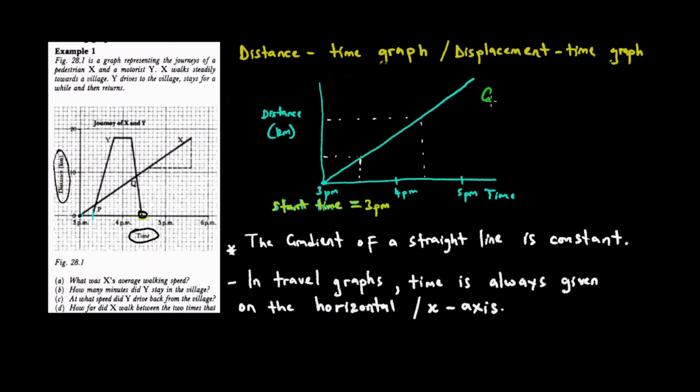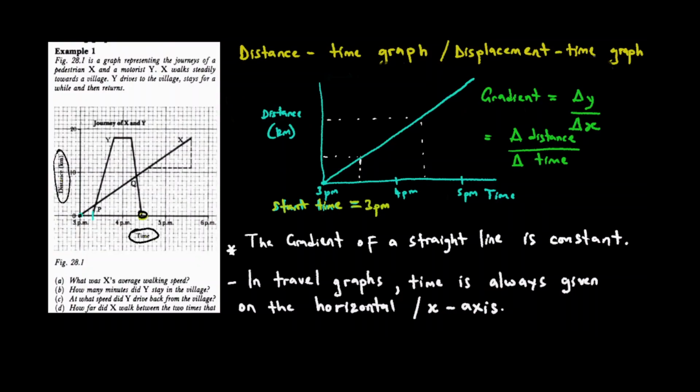We defined gradient as change in y over change in x, delta y over delta x, that is y2 minus y1 over x2 minus x1. Now, what is y? On the y-axis we have distance, so we can replace y with change in distance, over change in x, which is time.